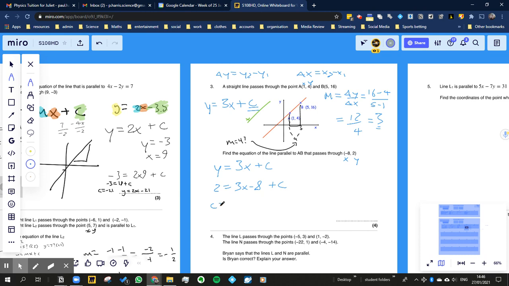So c is going to equal 2 plus, I've just moved that to the other side, flipped it around, and the negative became a positive. So 3 times 8, which is 24, right? So that's 26. So the equation is y equals 3x plus 26. Okay? So that's the equation for this line.